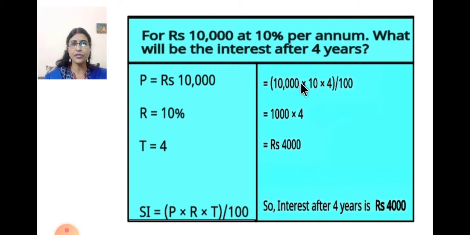And then we'll substitute the value here. P is 10,000 into 10 into 4 upon 100. You can see rate is 10 and time is 4 upon 100. And then we will reduce, this 0 will be cut. So we will get 100 into 10, 1000 into 4, 1000 into 4 is 4000. So interest after 4 years is equal to rupees 4000.